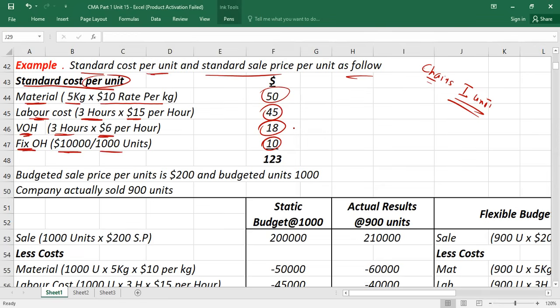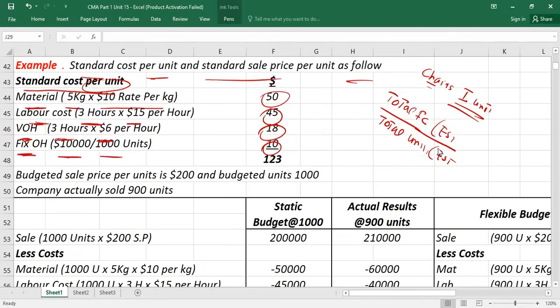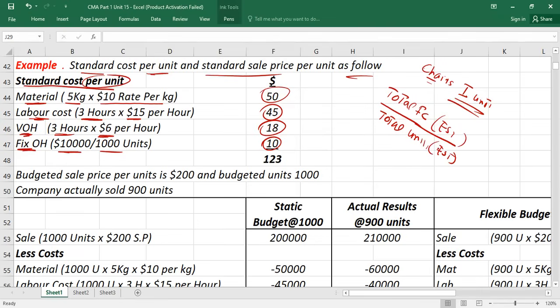Understood? When you calculate fixed cost per unit, you need total fixed overhead divided by total units. Because it is the budget, this will be the estimated cost, and this will also be estimated units. So it is $10 per unit. If I add all these values, this is our standard cost per unit, budgeted cost per unit, or estimated cost per unit.